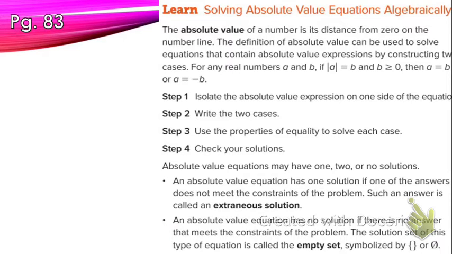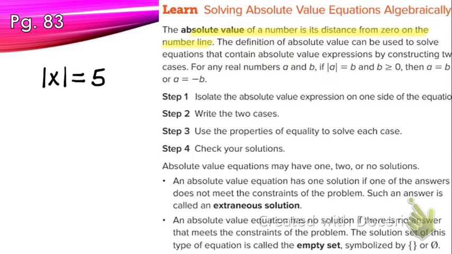Okay, absolute value equations. Let's first talk about what it means to take the absolute value. Absolute value is the distance from 0 on the number line. If I ask you, what numbers have an absolute value of 5? 5 and what else? -5.